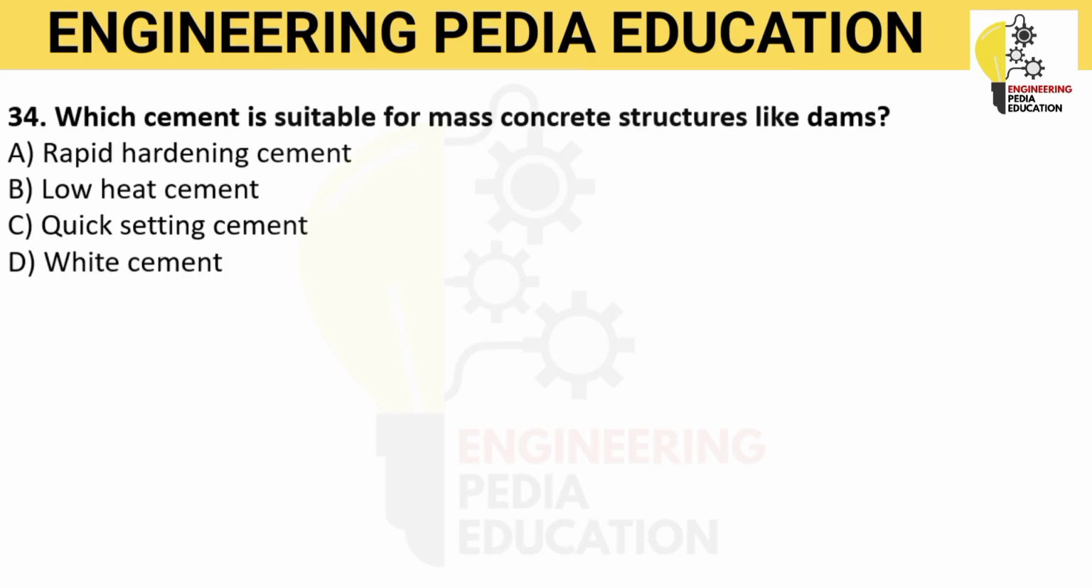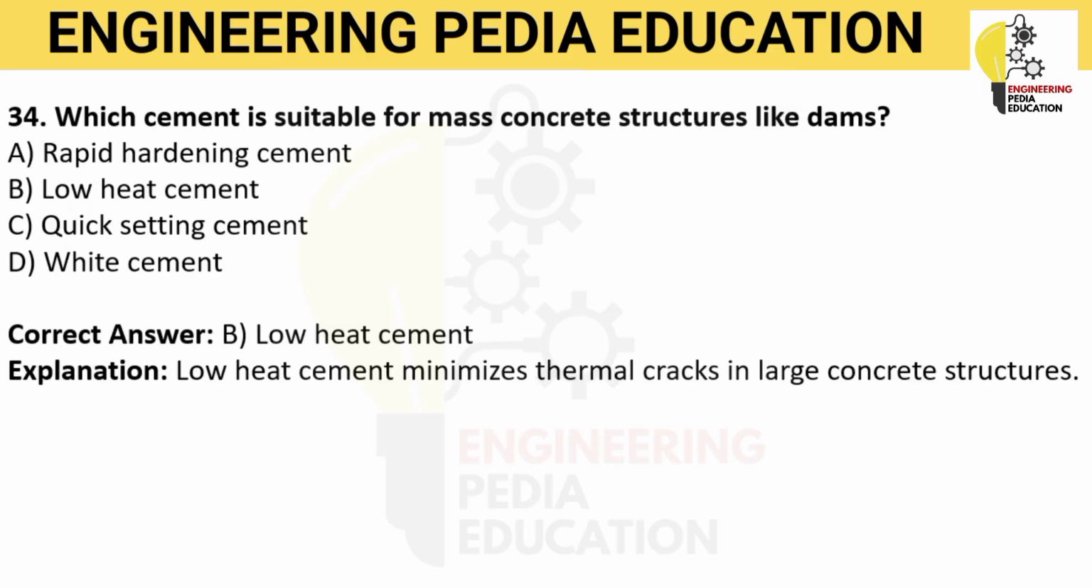Which cement is suitable for mass concrete like a dam? So the options are rapid hardening cement, low heat cement, quick setting cement, white cement. So the correct option is low heat cement. Low heat cement minimizes thermal cracks in large concrete structures. Low heat cement is a type of cement that produces less heat during hydration compared to ordinary Portland cement.